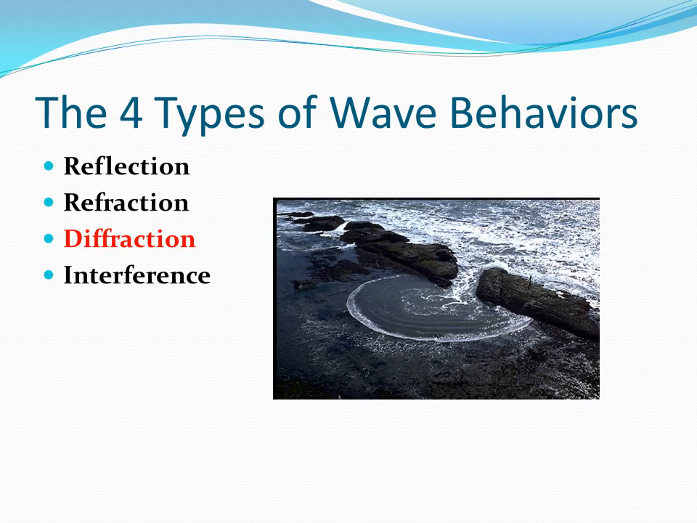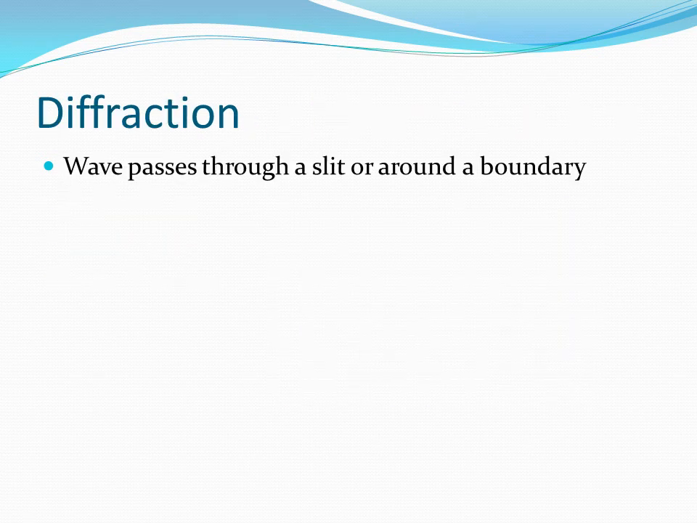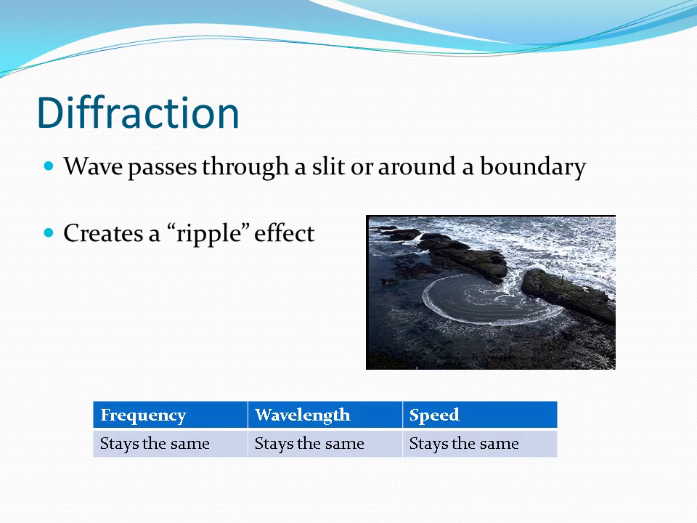Next, we're going to talk about diffraction. This is when a wave passes through a slit or moves around something, it causes a ripple effect. In other words, that wave is still bending, but unlike refraction, it's not bending because it's changing wavelength or speed. It's bending so that it can fit through that slit or move around that boundary.